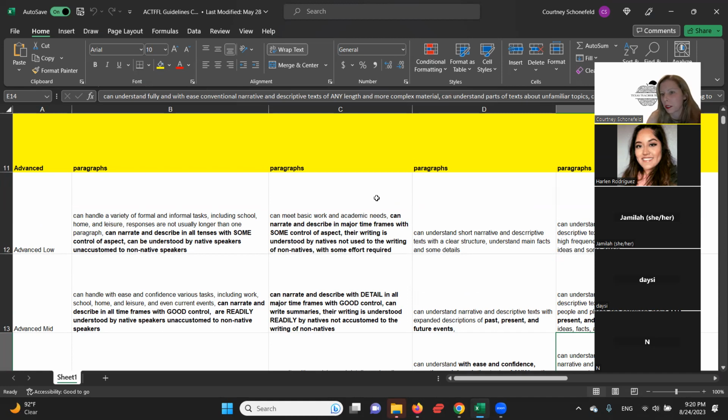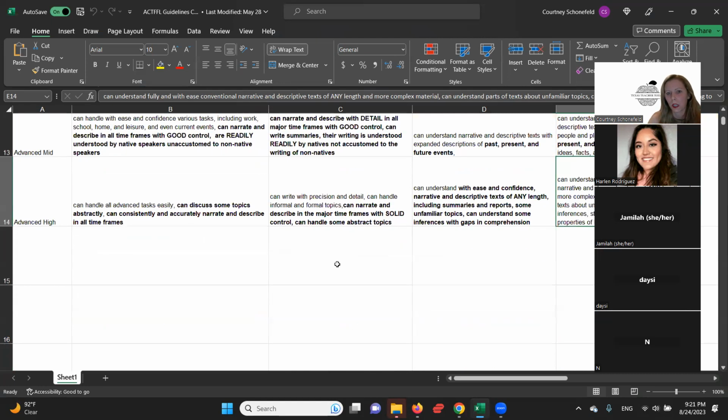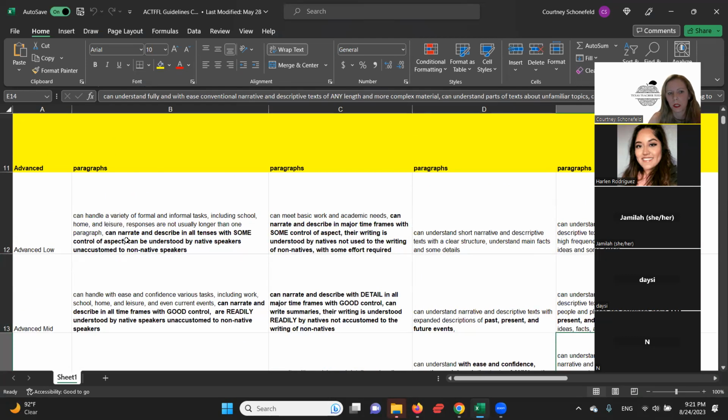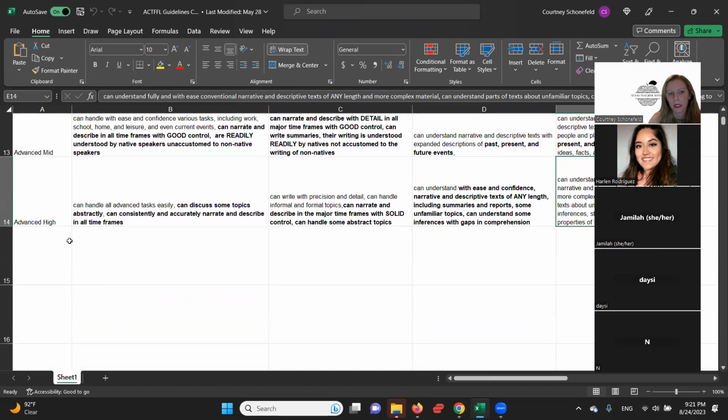conjugating. I've never heard that word used in another context, but what I did was I pulled up that ACTFL document that's like 20 something pages, and I put it all in a chart and reworded it. So I'm not using their copyrighted material, but they do use that word, control of aspect. But it just means that they can conjugate in those different tenses with either some control, good control, or solid control. So some control is advanced low, good control, advanced mid, and then solid is advanced high.